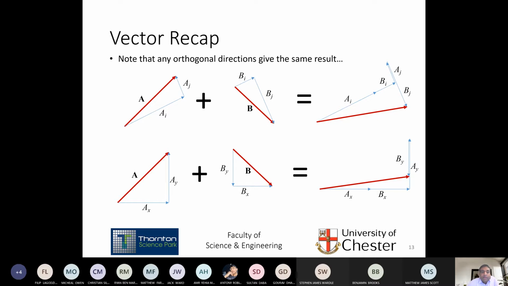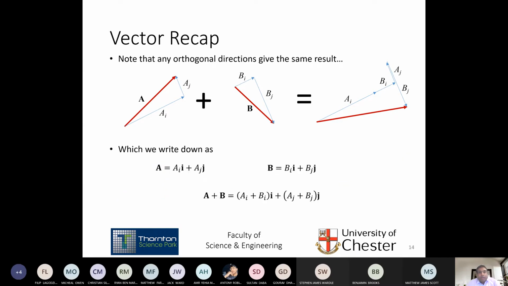It's important to note that any two orthogonal directions will give the same result. So if you broke it down not along X and Y, but along another two perpendicular directions I and J, even then you'll get the resultant to be the same vector. So regardless of whether you use X and Y or some other perpendicular directions I and J, you will get the same vector, as you can see here on top and bottom.